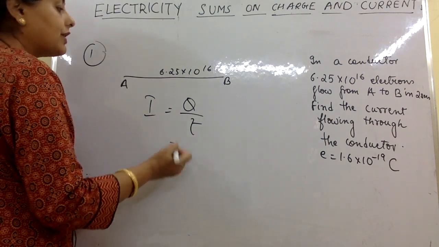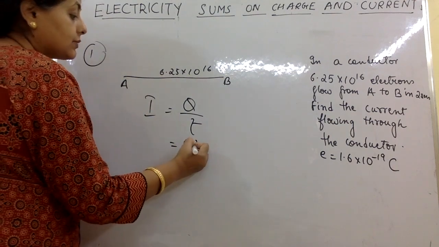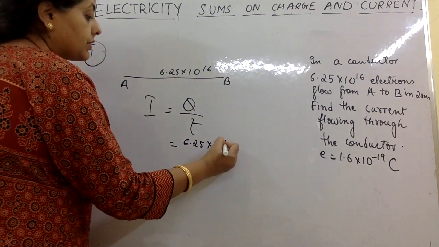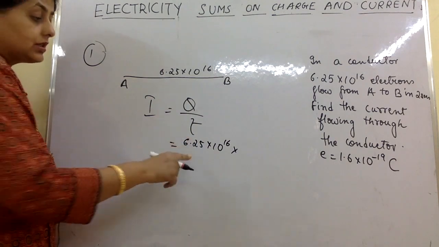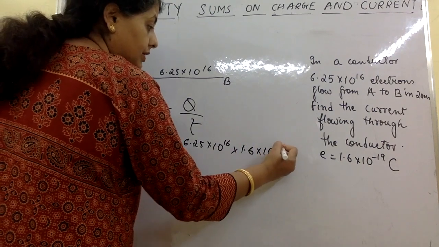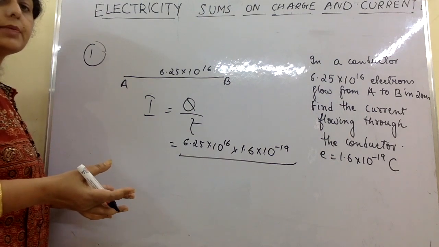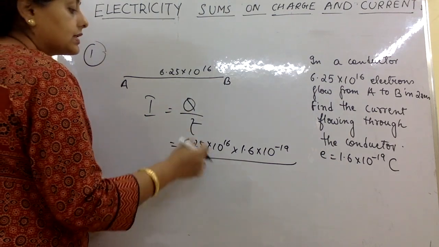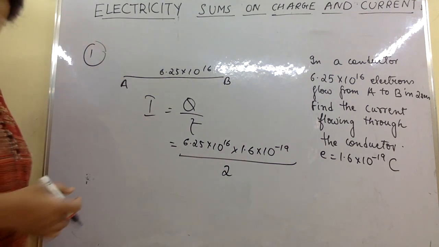So now if I want to find what is the total charge in coulomb, then it is 6.25 into 10 to the power 16, this is the number of electrons, into the charge that is carried by each electron, 10 to the power minus 19, by 2 seconds. In 2 seconds this is happening. So here I just have to put a 2 because it is already in seconds.